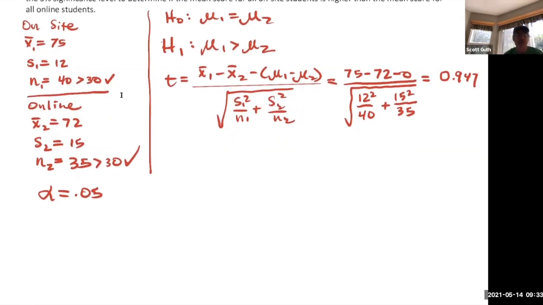Okay, now again, to get the degrees of freedom, now that's a really, by the way, that's a really small t statistic. That's not going to be statistically significant.